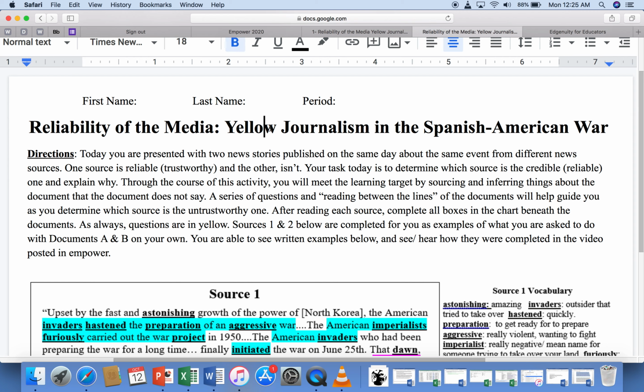Hey guys, welcome back to lesson number 9 that deals with the Spanish-American War, yellow journalism, and the reliability of the media. This is the assignment that you're going to find in Empower. As always, please put your first name, last name, and period at the top.